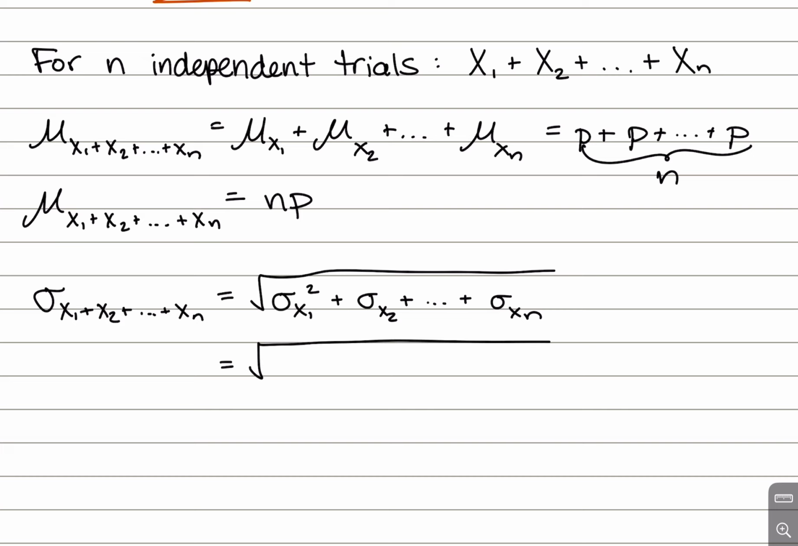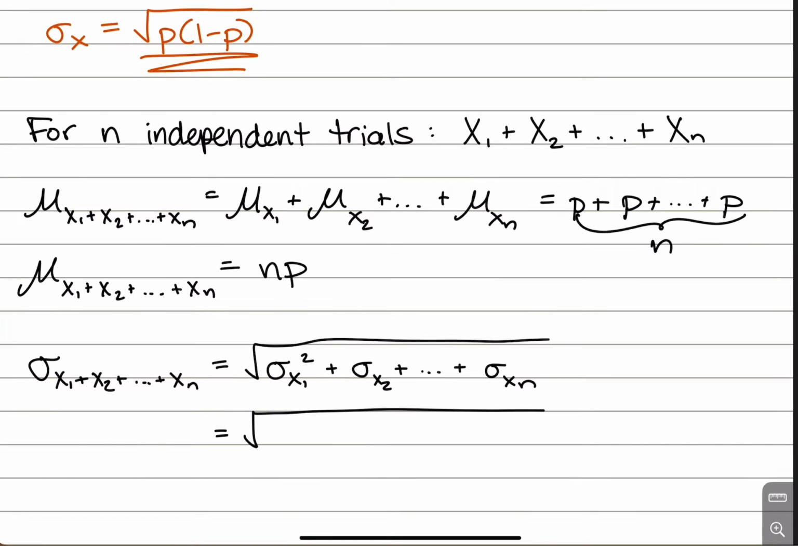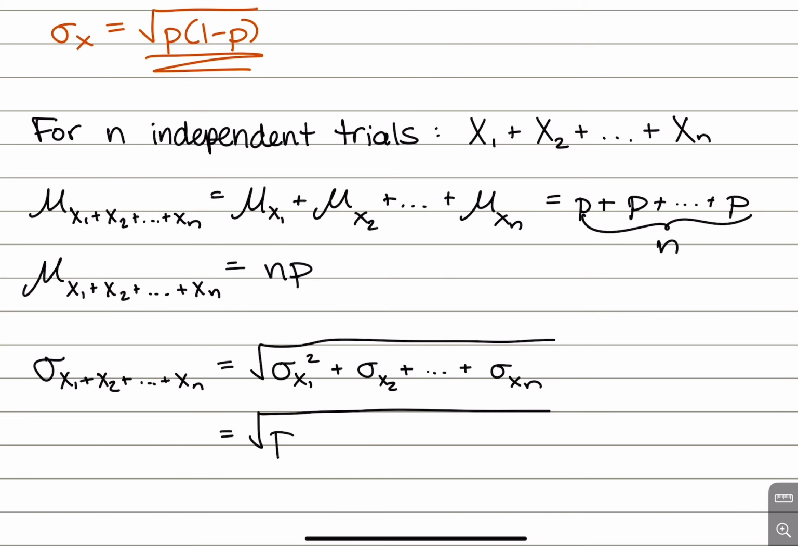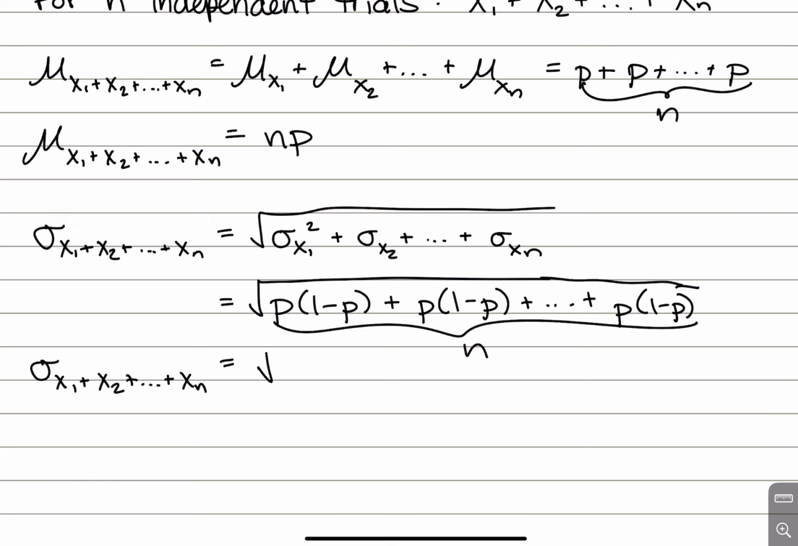And so if we go back to our sigma, our standard deviation, which was the square root of P times 1 minus P, and we square it to get the variance, we're going to get P times 1 minus P over and over n times. And so that standard deviation becomes the square root of n times P times 1 minus P.